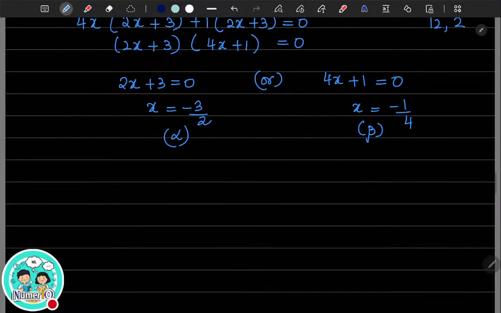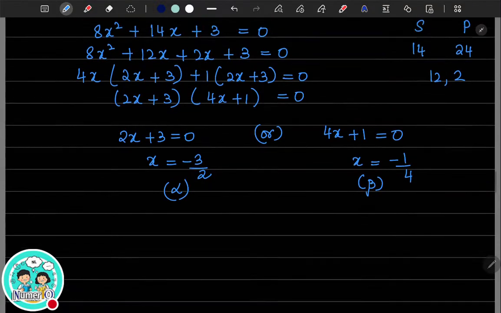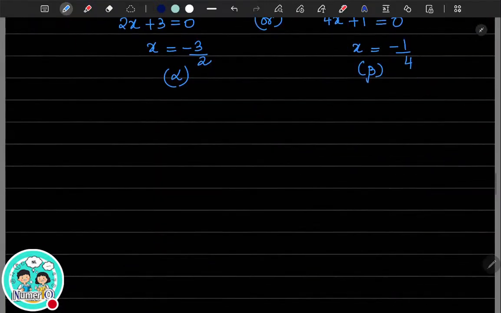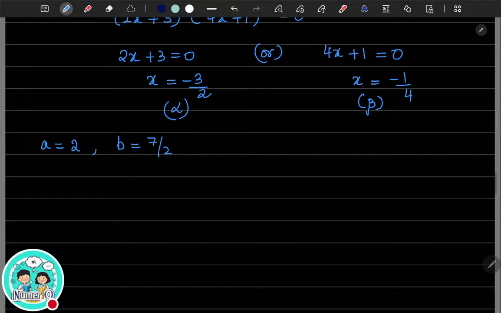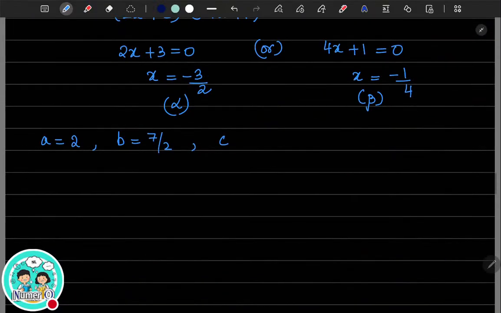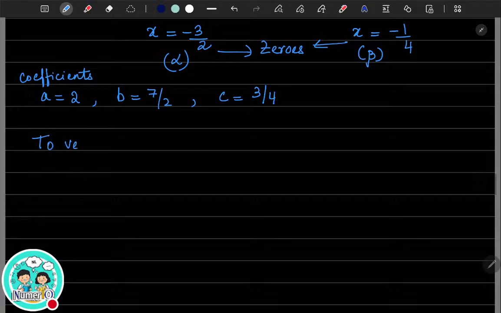Let's take our coefficients, that is a, b and c. What is a? A is 2. Your b is plus 7 by 2, and your c is 3 by 4. In order to verify, these two are the zeros of the given polynomial, and these are the coefficients. Let's verify. To verify, alpha plus beta equal to minus b by a.